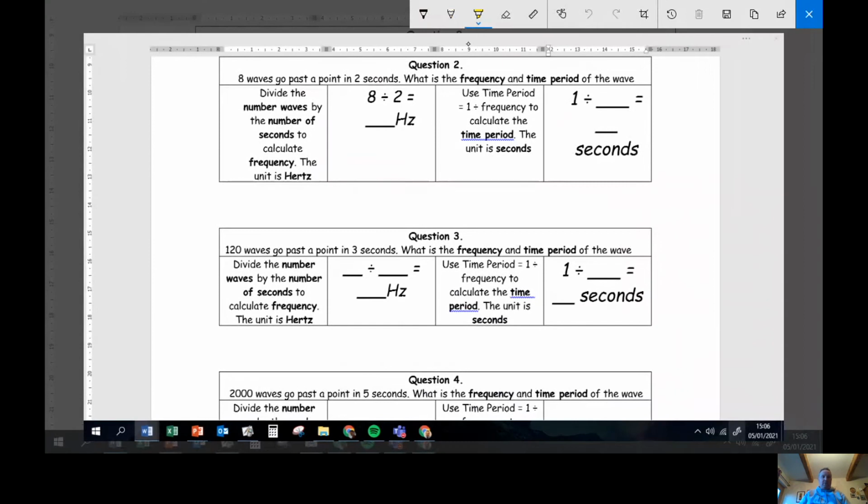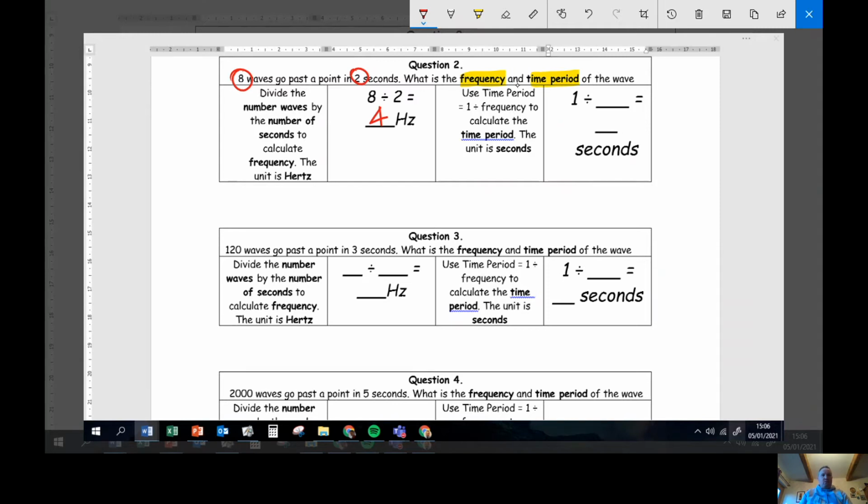Okay, so question 2 in the example. This is on the worksheet that's attached to the lesson again. It says 8 waves go past a point in 2 seconds. What is the frequency? And what is the time period of the wave? Right, let's get down to actually working these out for ourselves here. To work out the frequency, divide the number of waves by the number of seconds. 8 divided by 2 gives me 4 hertz for my frequency.